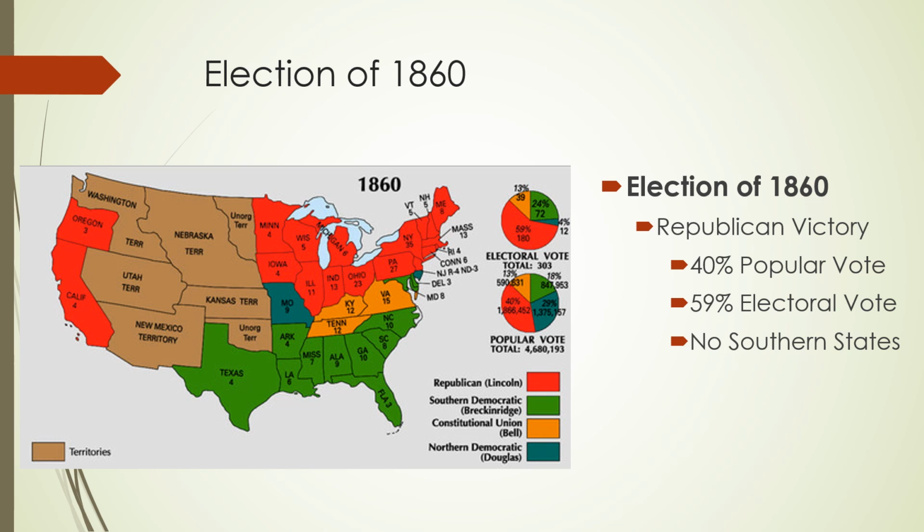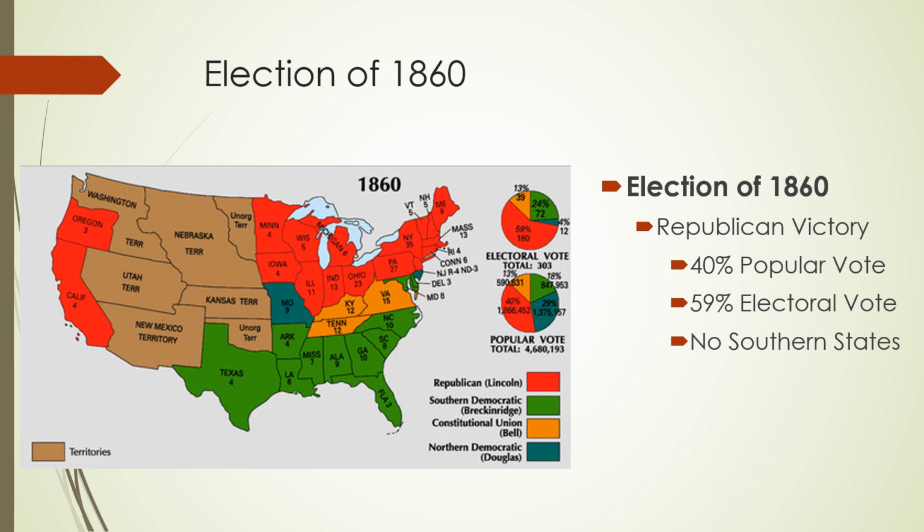Now, we've had presidents win without winning the popular vote, but maybe it's 49%, maybe 48%. 40% means 60% of the country didn't vote for him. That's pretty significant. But he wins the electoral vote, and we know that's what really matters. But how does he win the electoral vote? Well, let's look at the map.